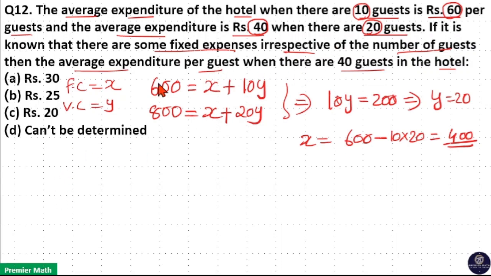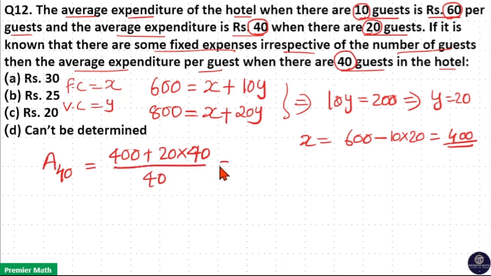Then, what is the average expenditure per guest when there are 40 guests? So we have to find the average of 40, which is equal to fixed cost X 400 plus variable cost Y 20. There are 40 people. So 20 into 40 is the variable cost, divided by the total number of people, 40. 40, 40 cancel. 40 goes 10 times in 400. So 10 plus 20, 30. So 30 is the average rupees per guest when there are 40 guests in the hotel. So option A is your right answer.